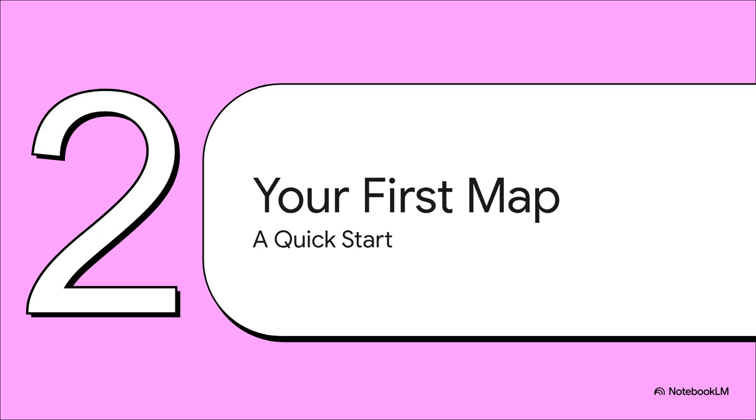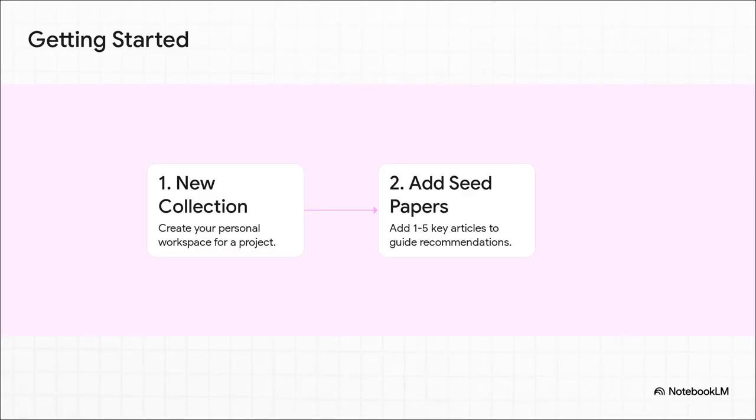Okay, so let's get you started. We're going to build our very first map, and I think you'll be shocked at just how easy it is. Seriously, it's just 2 steps. First, you create something called a new collection. Think of it as just a project folder. Then you add what it calls seed papers. These are just a handful of articles, maybe 1 to 5, that you already know are super relevant to your topic. That's it. Those seeds are all the tool needs to start working its magic.